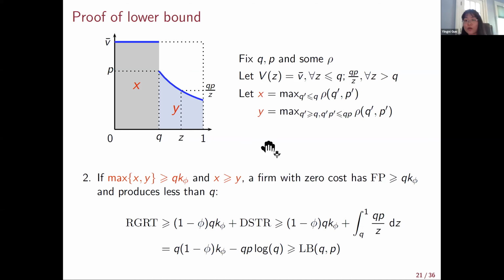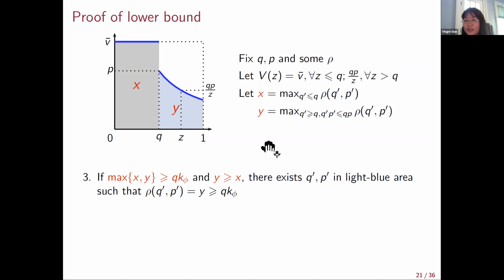Now, the only way for the firm to go beyond Q is that Y is greater than X. So in this case, the maximum of X, Y is greater than Q times K phi, and Y is greater than X. This means that the firm is being subsidized a lot if it chooses a point in this blue area. Now, there exists a Q prime, P prime such that the firm would get this revenue Y if he chooses this Q prime, P prime in the blue area.